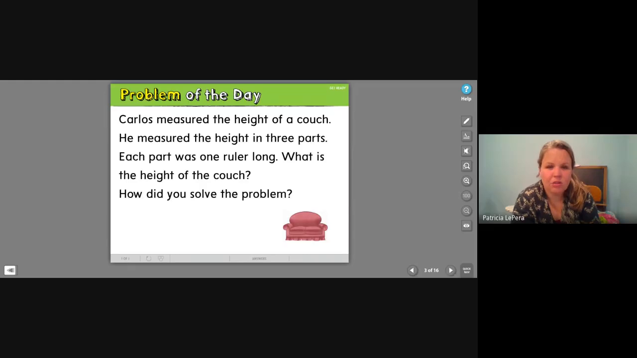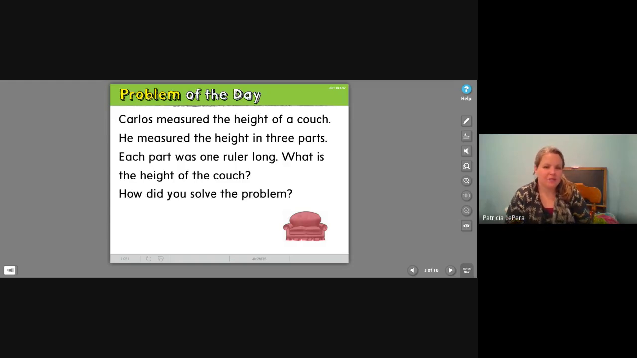All right, so Carlos measured the height of a couch. He measured the height in 3 parts. Each part was 1 ruler long. What is the height of the couch? How did you solve the problem? So hopefully you remember that 1 ruler long is 12 inches or 1 foot.